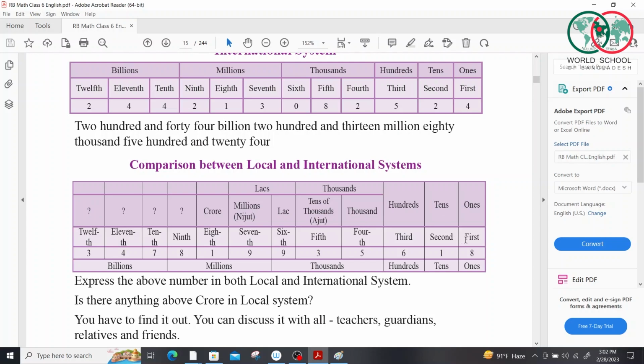So see, if we compare our local system with the international system, we can see that till hundreds everything is same. After that, our thousands and their thousands don't actually match. Their positions have gone up to 12th position, but our system still has 8th position.